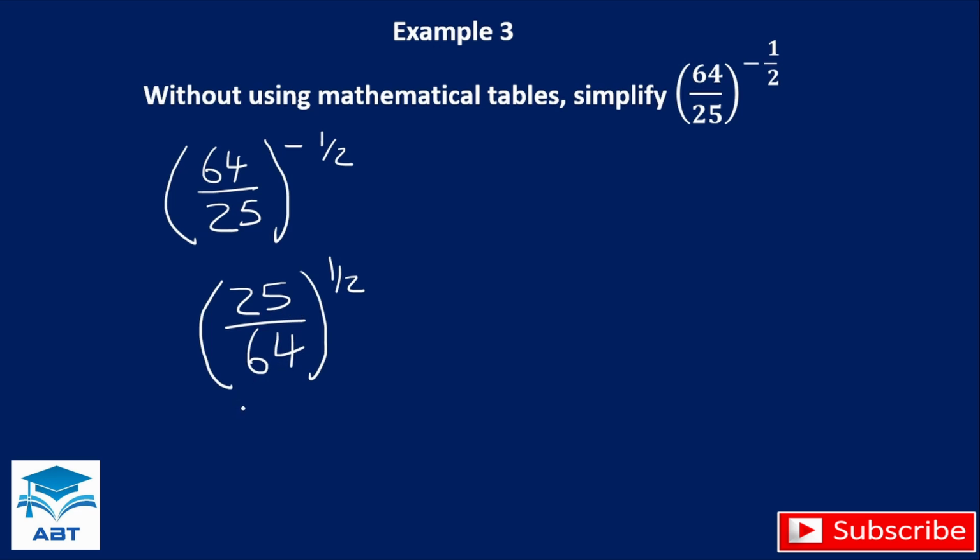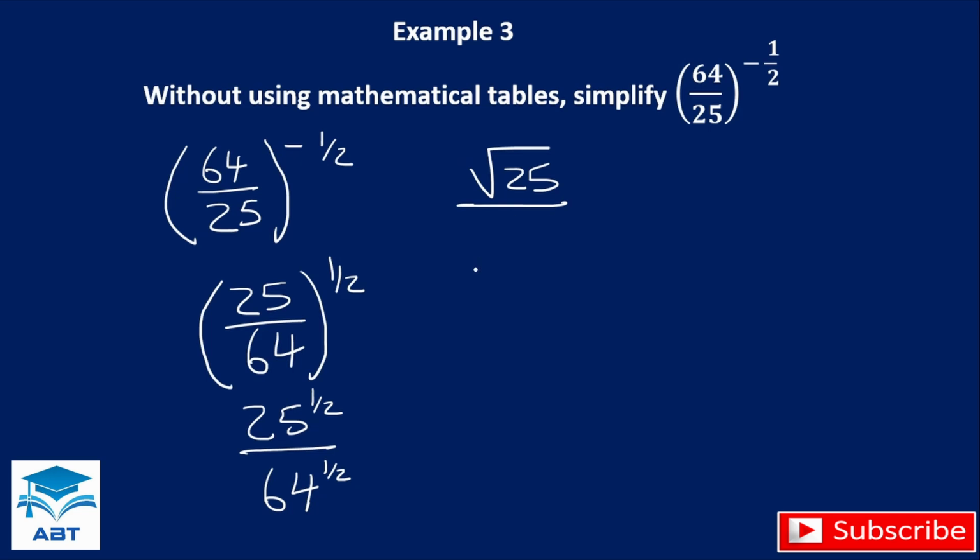So we have 25 exponent half over 64 exponent half. We then apply the fractional exponent rule. Any number exponent half can be written as the square root of that number. So we have square root of 25 over square root of 64. Square root of 25 is 5 and the square root of 64 is 8.